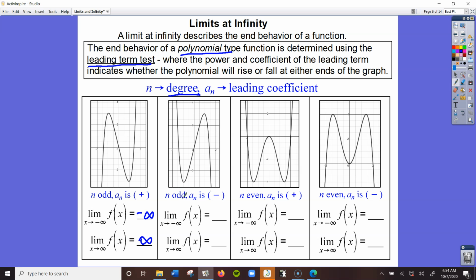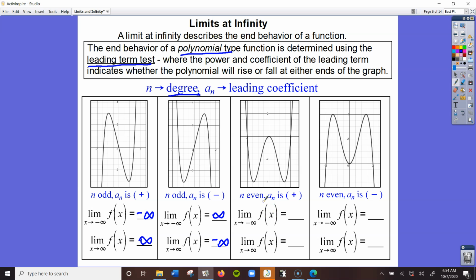Now, if your exponent is odd, again, still opposite ends, but the leading coefficient is negative, then that means that the right side of the graph is going down, meaning towards negative infinity. So since it's opposite, the left side of the graph would go up towards positive infinity. And again, we can see this on the graph. The left side is going up and the right side is going down.